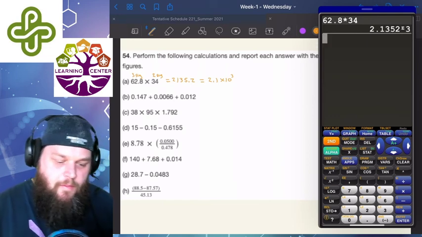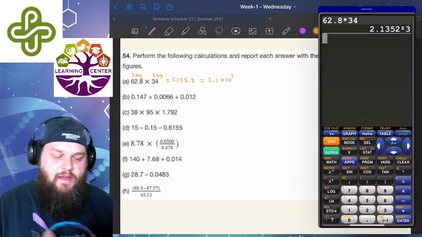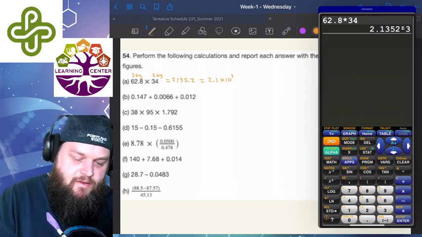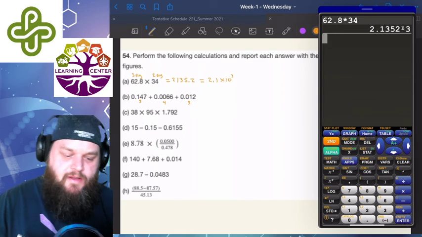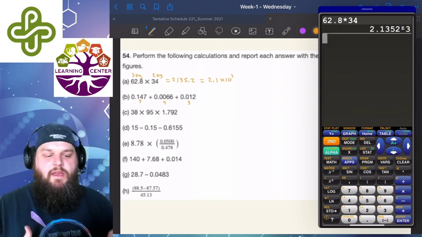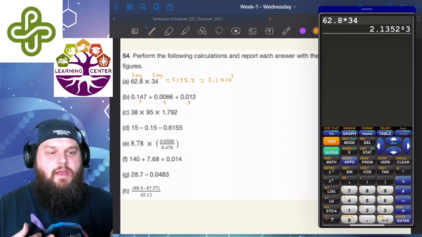For part B, it's the same idea, but now we're adding instead of multiplying. So we really have to look at the last common significant figures. This is 3 decimal places. This is 4 decimal places. This is 3 decimal places. So once we find our answer, we need to round it to 3 decimal places.